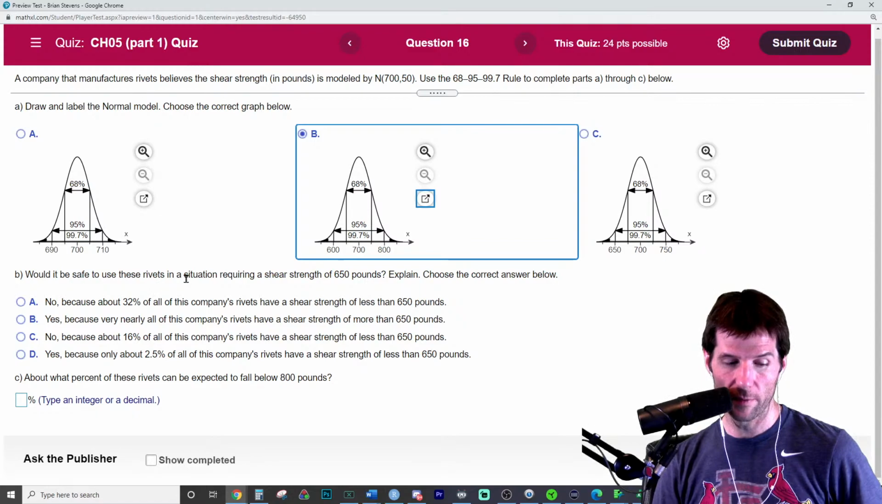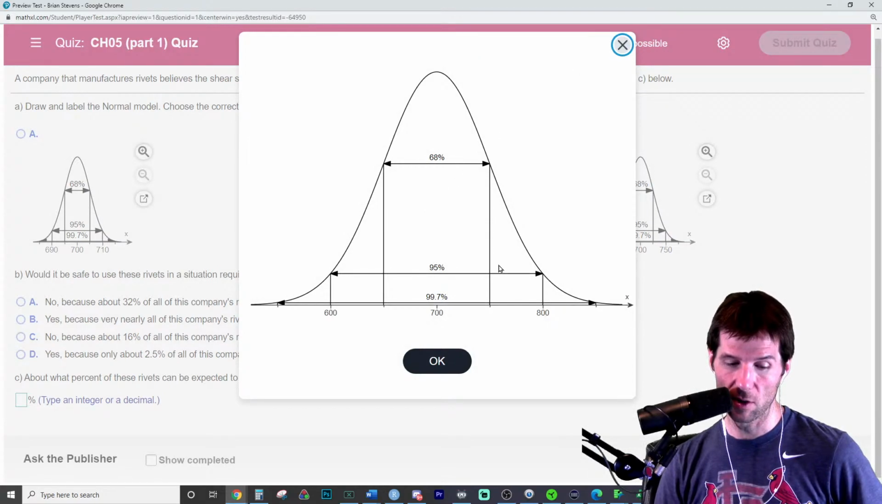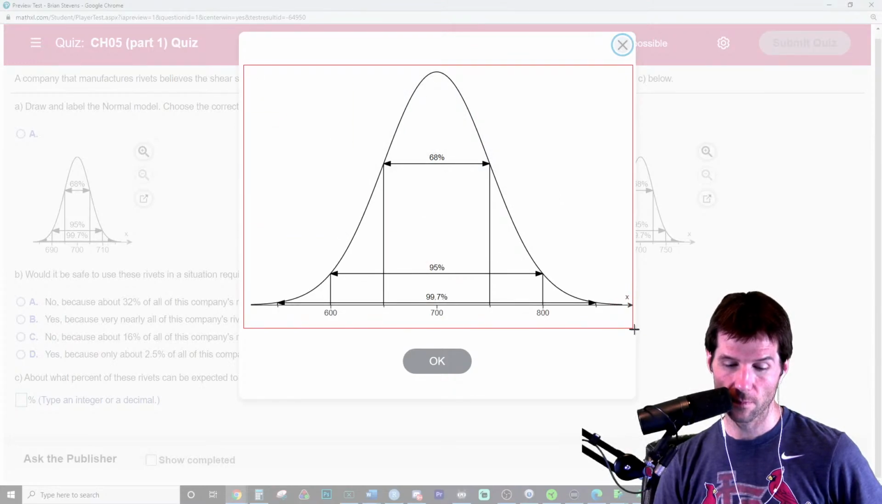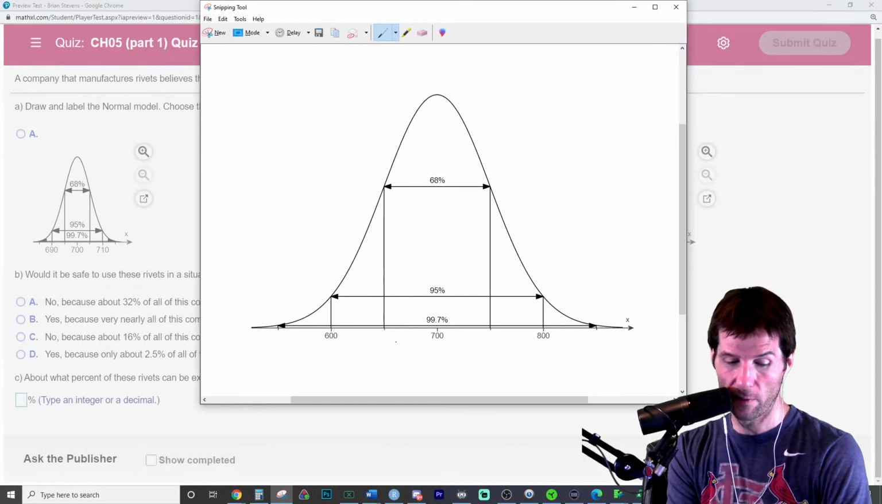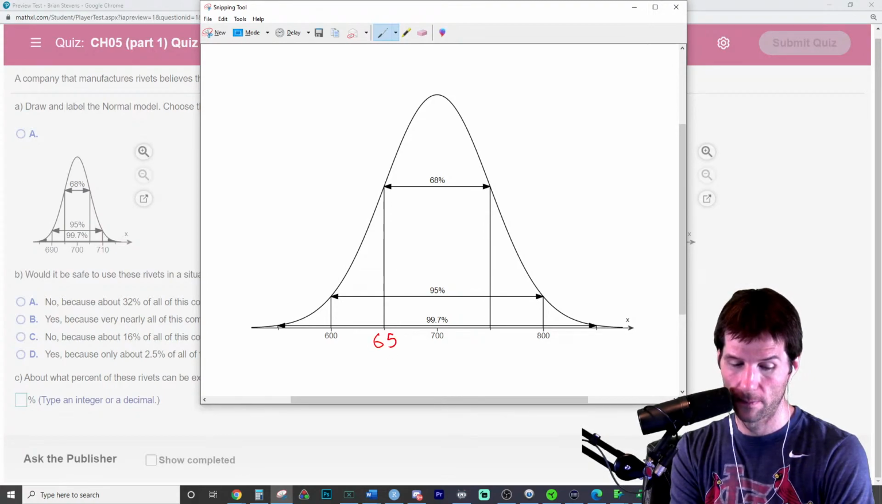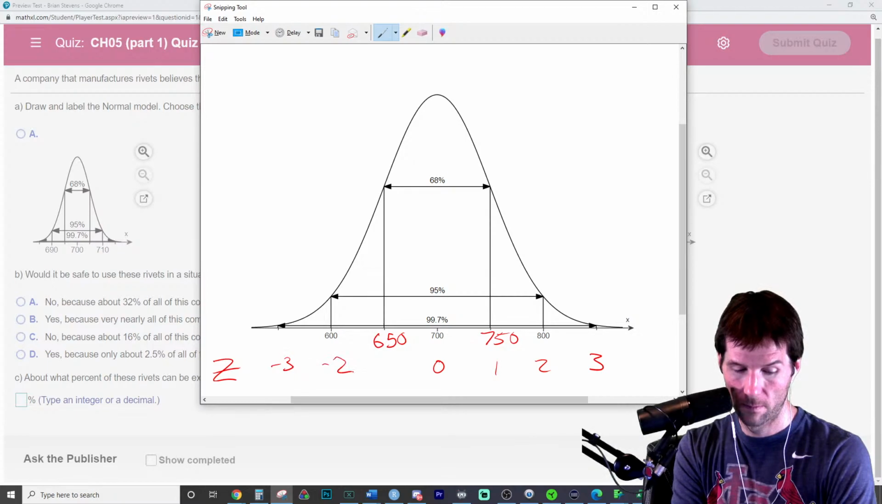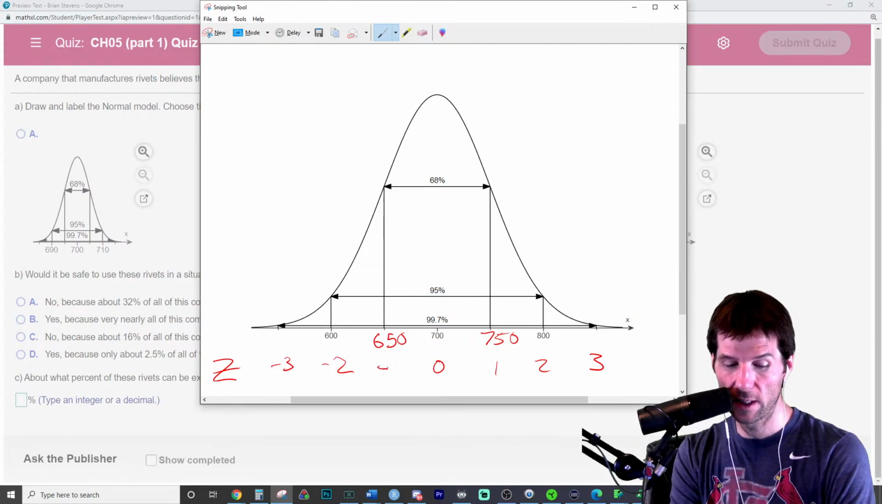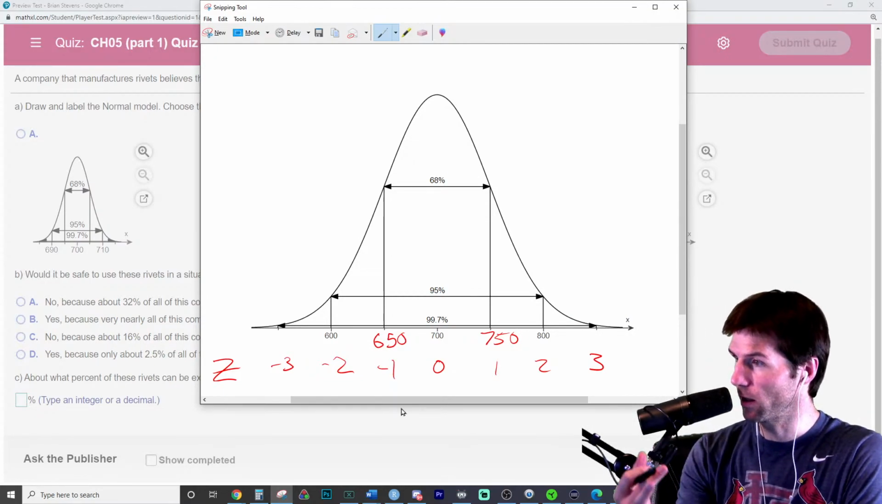Would it be safe to use these rivets if they need a shear strength of 650? 650 is going to be a z-score of what? So try to answer this question. This is a good review from yesterday. 650 is right here. What is the z-score for 650? Negative 1, exactly. It's 1 standard deviation below the mean because 700 minus 50 is 1 standard deviation below the mean.